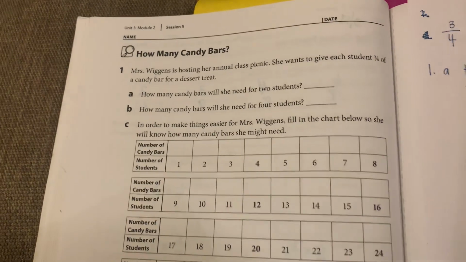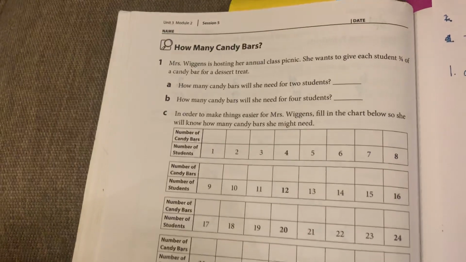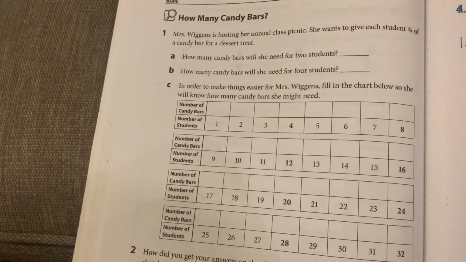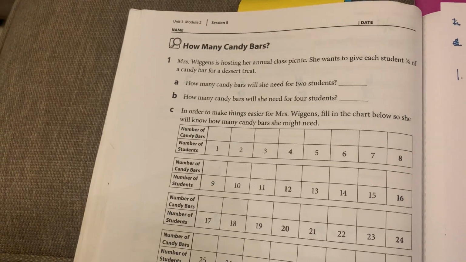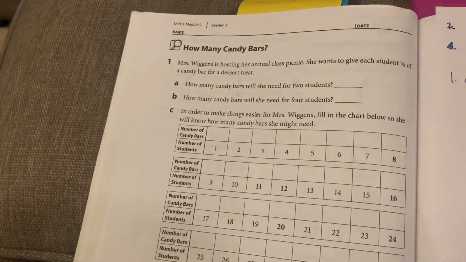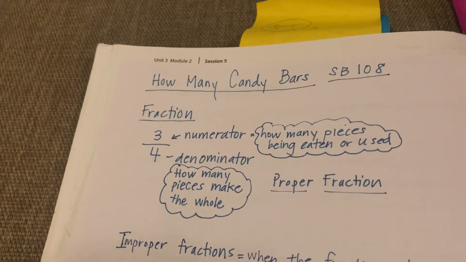This is Mrs. H and I am gonna go over this math book page. It's student book page 108 and it's called How Many Candy Bars, and there's a couple of concepts that I want to go over with you before you start working on this page. So I just want to kind of review a few things.